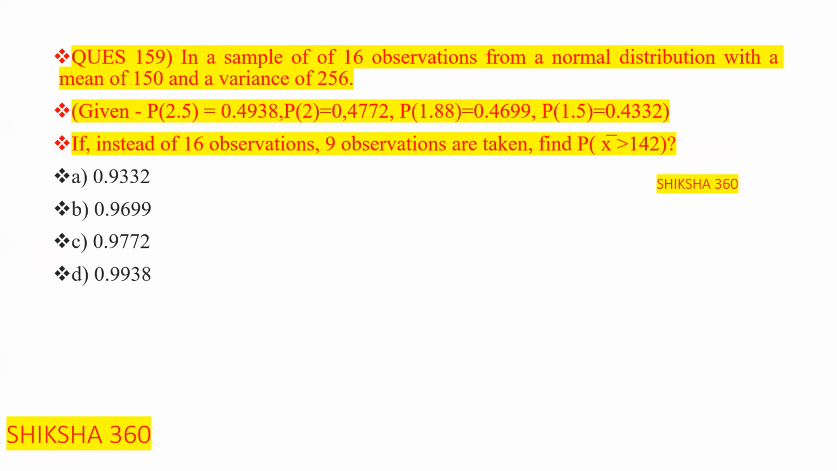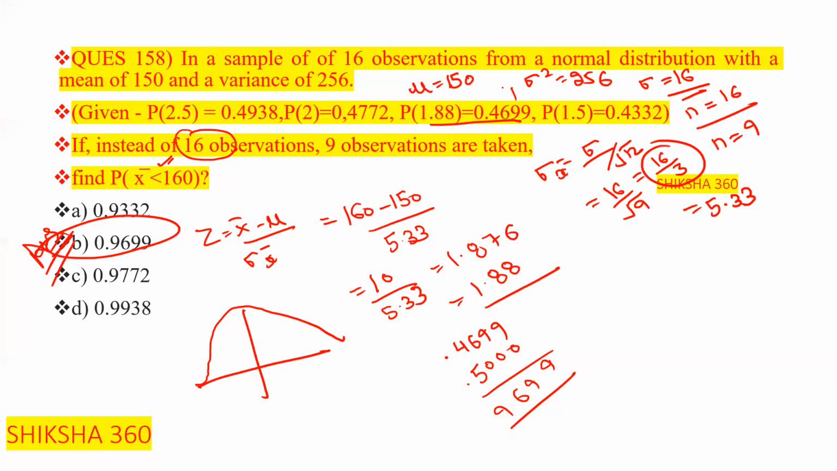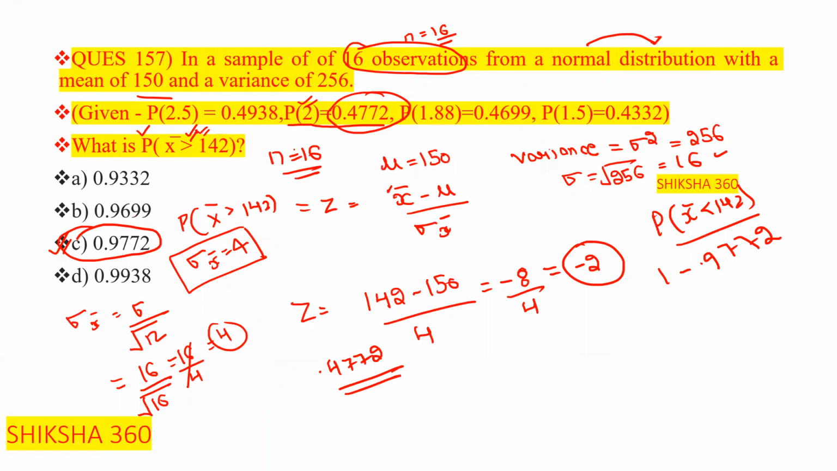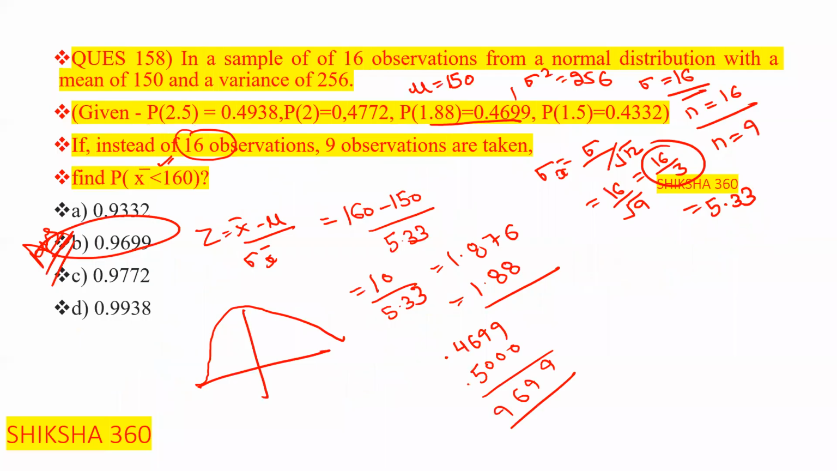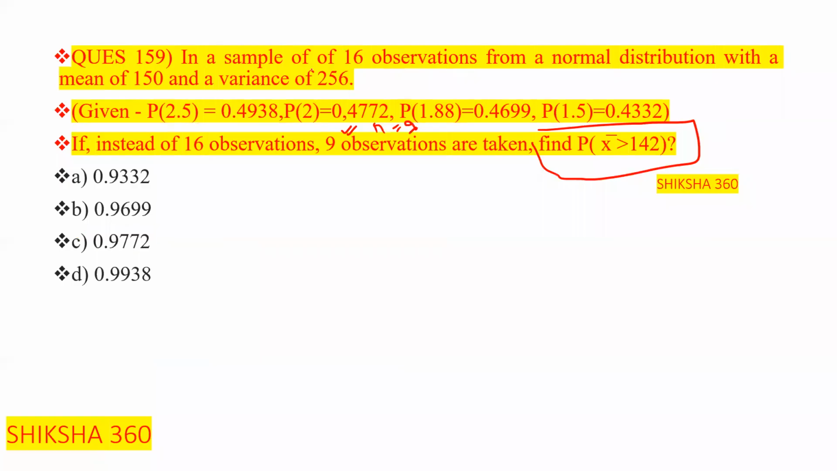Question number 159. Here, same question: if instead of 16 observations, 9 observations are taken, n is equal to 9. Find the probability x bar greater than 142. Same question or different? I think we have written the same question, x bar greater than 142, but one thing they have changed. In the previous question we had n equal to 16, here n is equal to 9. So let's solve that. Sigma x bar, we know, is 5.33.